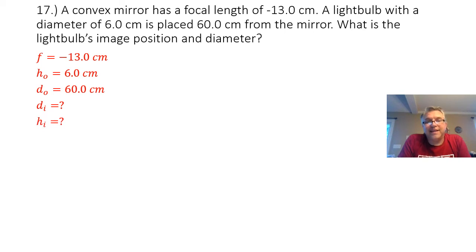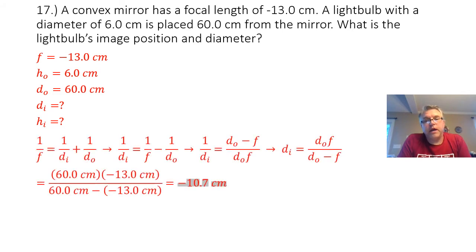So to find the image distance, if I have the focal length and the object distance, again, I'm going to start with my mirror equation, and I'm going to rearrange it just like I did in the previous problem so that I have solved for the image distance, which will give me this version of the formula right there. Then I could plug my known variables into the equation, and when I do that, I am going to have an image distance of negative 10.7 centimeters.